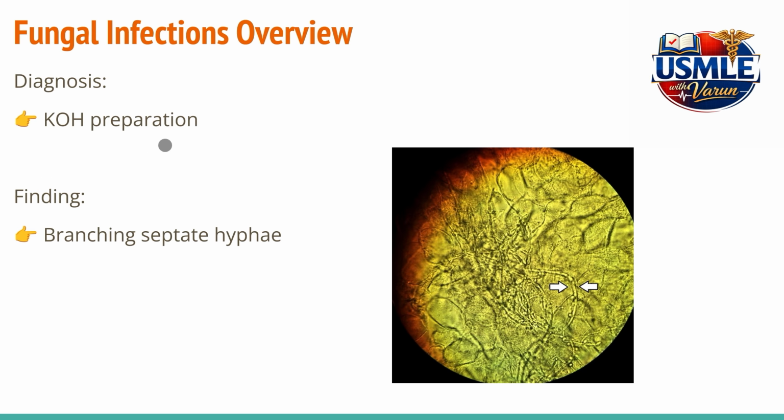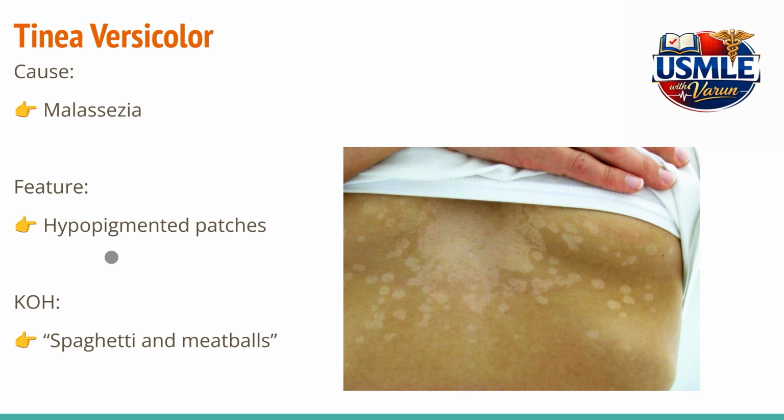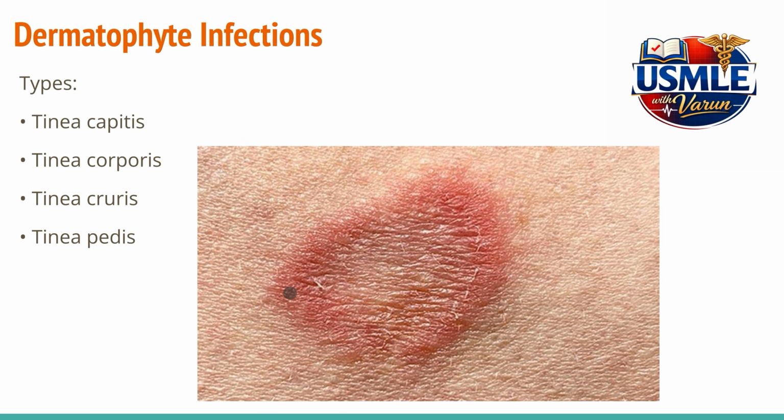Fungal infections are diagnosed using potassium hydroxide preparation. So this allows visualization of fungal structures under a microscope, and the characteristic finding is branching septate hyphae. Tinea versicolor is a condition that's caused by yeast that interferes with pigment production. So Malassezia species interferes with pigment production, and this leads to light or dark patches on skin, as you can see in the image. The classic microscopic appearance resembles spaghetti and meatballs on KOH mount.